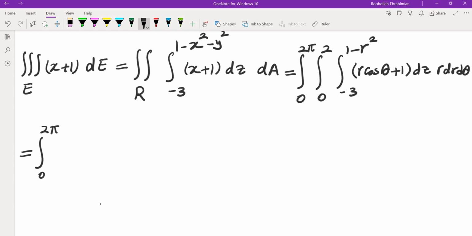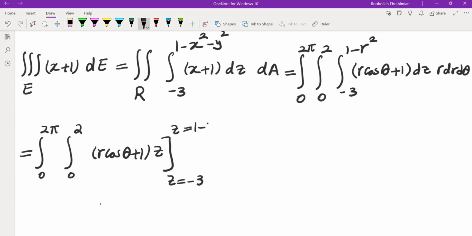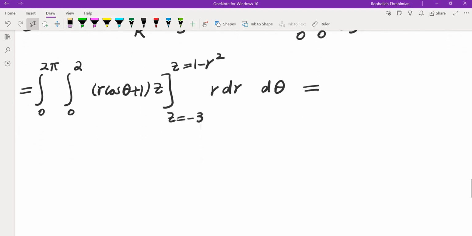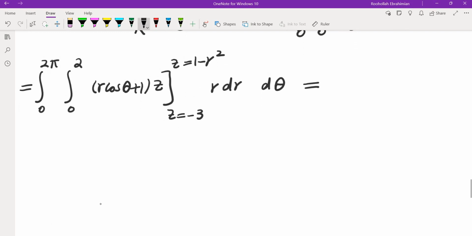We'll have to integrate with respect to z first. So integral from 0 to 2. Well, the integral with respect to z would be r cosine of theta plus 1 times z. And then we'll have to plug in z equals -3 to z equals 1 minus r squared, r dr d theta. So notice that r and theta are constant when you're integrating with respect to z. So what we can do is we can plug in the values. So 0 to 2 pi, 0 to 2.